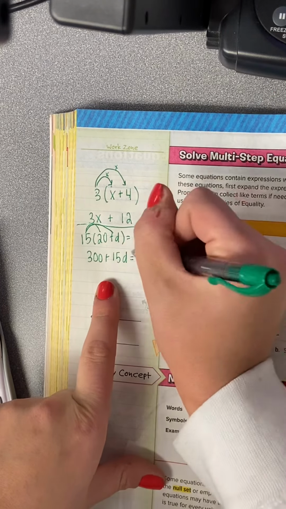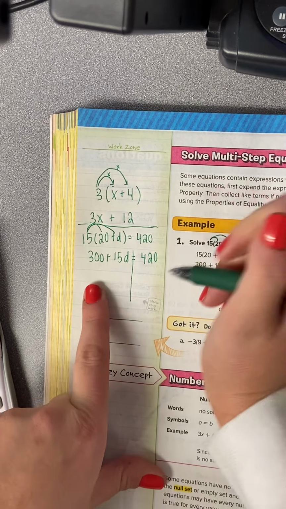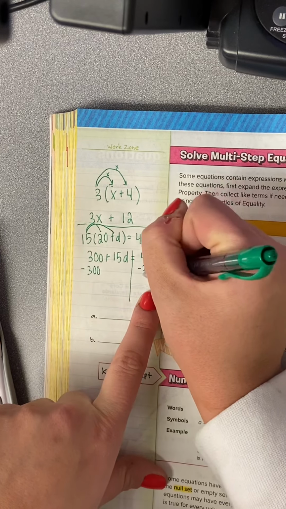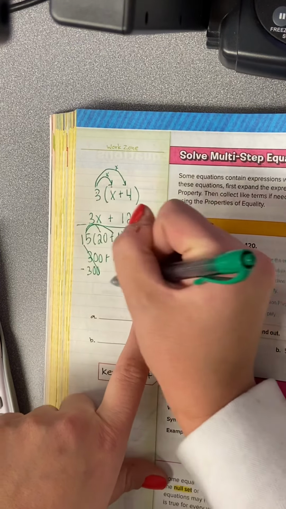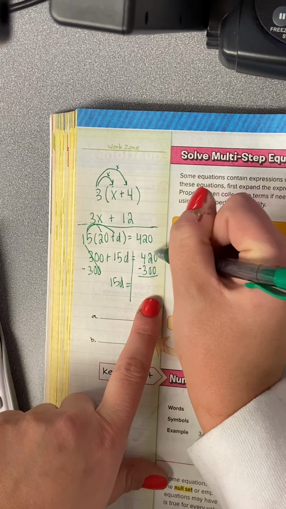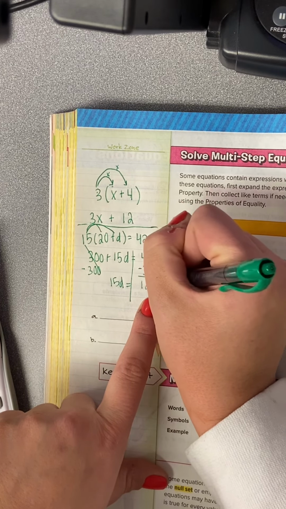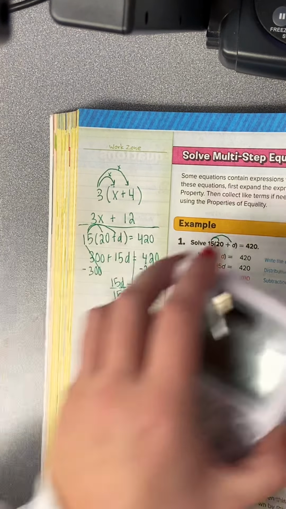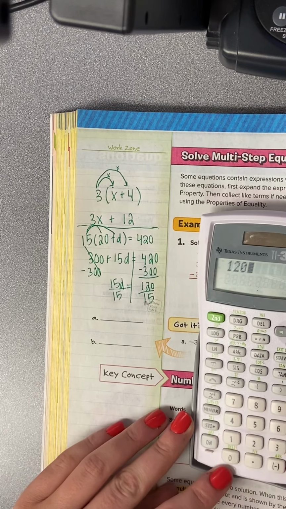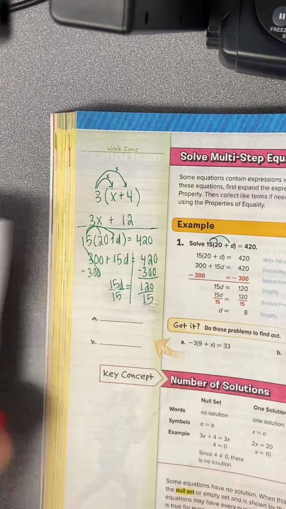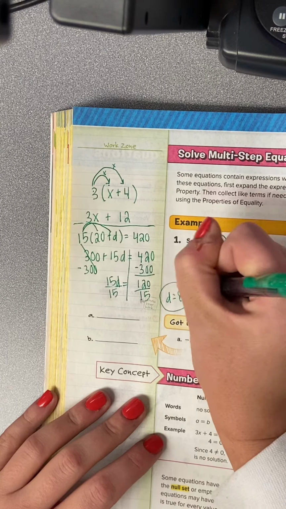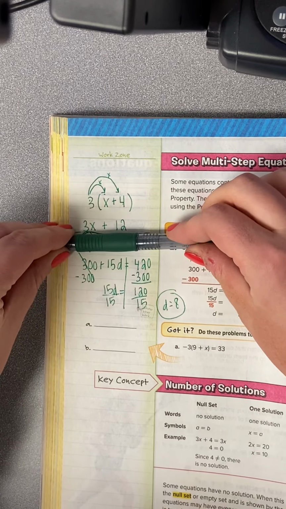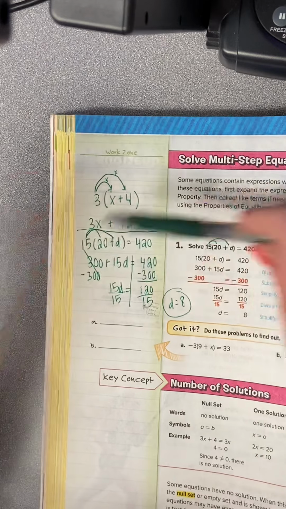I solve this just as my regular two-step equation. This 300 is positive, so I'm going to subtract 300 from both sides. Equals 420 minus 300, which is 120. Divide both sides by 15. I'm going through this kind of fast because you already know how to do this. So basically, d equals 8. Now, you know how to do this part here. We're just adding a step above to distribute.